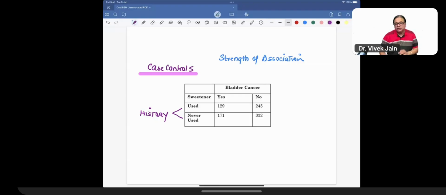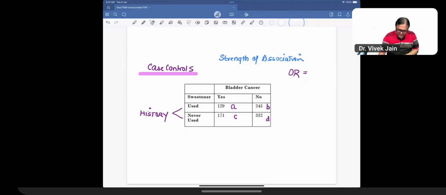Please be very careful. They can give you data of a cohort study also in a table, right? Then you will have to calculate incidence in exposed and incidence in non-exposed. But here they are saying used, never used. That means they are talking of the past history. So now you have to calculate. Can you quickly calculate what is the strength of association? That is odds ratio. This is your A, B, C, and D.